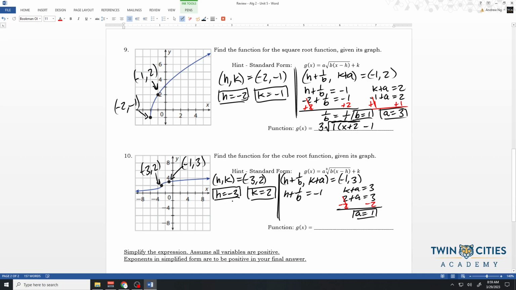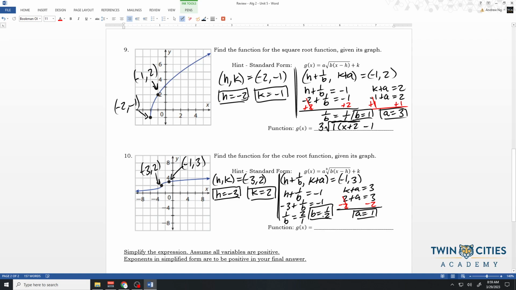Over here, h is negative 3, so we'll say negative 3 plus 1 over b is equal to negative 1. Adding 3 to both sides, 1 over b is equal to 2, and I'm going to write this as 2 over 1. So when I flip this upside down to make b over 1, or just b, I'll also flip this upside down to be 1/2. b is equal to 1/2.